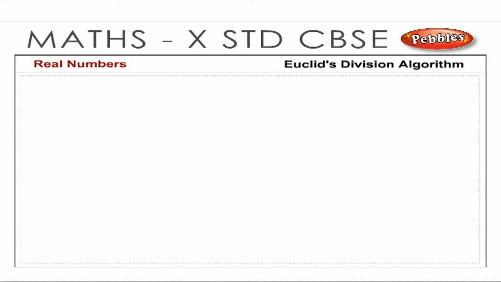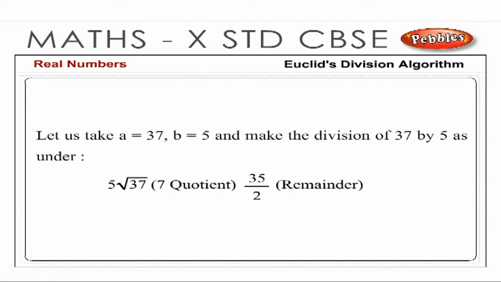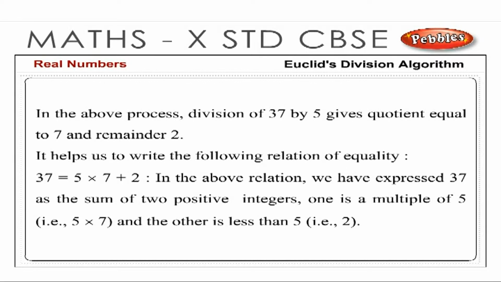Euclid's division algorithm. We are already familiar with the process of long division of a positive integer a by another positive integer b. Let us take a is equal to 37, b is equal to 5, and make the division of 37 by 5 as under. In the above process, division of 37 by 5 gives quotient equal to 7 and remainder 2. It helps us to write the following relation of equality.